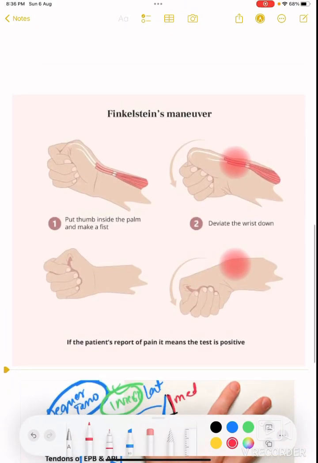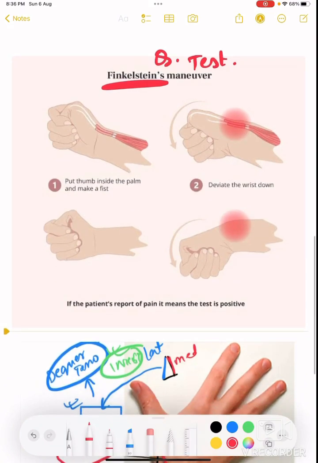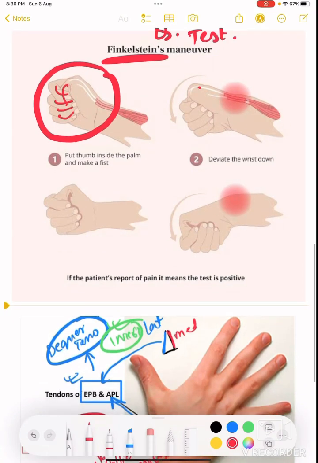Another thing that is important is the Finkelstein maneuver or Finkelstein test. In this test, you have to make a fist in such a manner that you wrap your thumb with your fingers, right? And then move it down, in the ulnar direction. In this way, you will feel a lot of pain in this particular area.